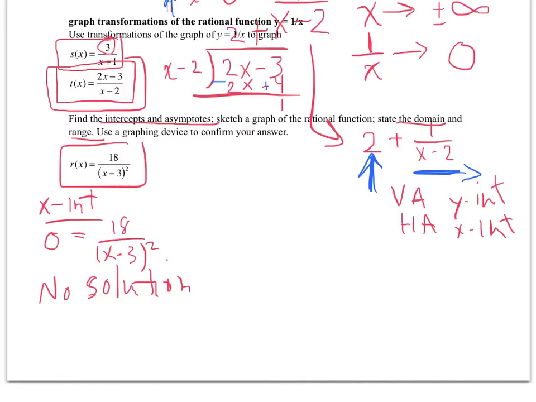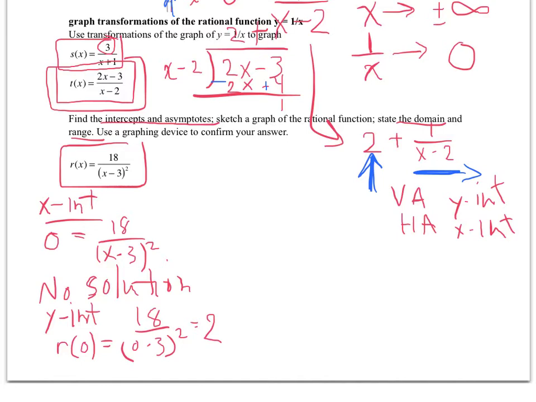Now let's look for a y-intercept. Y-intercept is, of course, what you have when x equals 0. So we'll set x equal to 0. That means we're going to find r of 0. Well, that's 18 over 0 minus 3 squared. 0 minus 3 is negative 3. Negative 3 squared is 9. 18 divided by 9 is 2. And so that means when x is 0, y is 2. And so (0, 2) is the y-intercept.